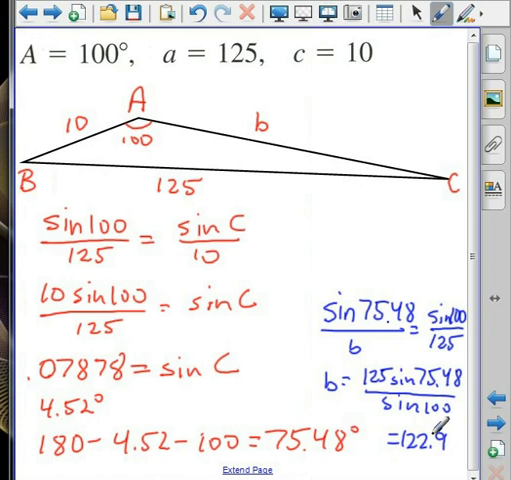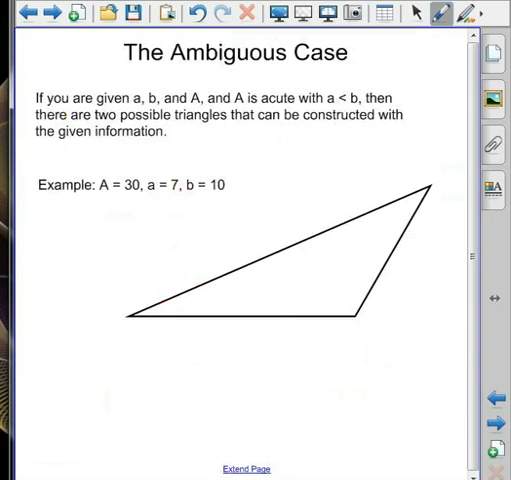So we've gotten all the missing pieces, all three angles and all three sides. Something you have to be careful about when you're using law of sines, though, is a thing called the ambiguous case. And basically, if you're given side A, side B, and angle A is acute, and side A is less than side B, then there are two possible triangles that can be constructed with the given information. For example, let's say that angle A is 30, side A is 7, and side B is 10.